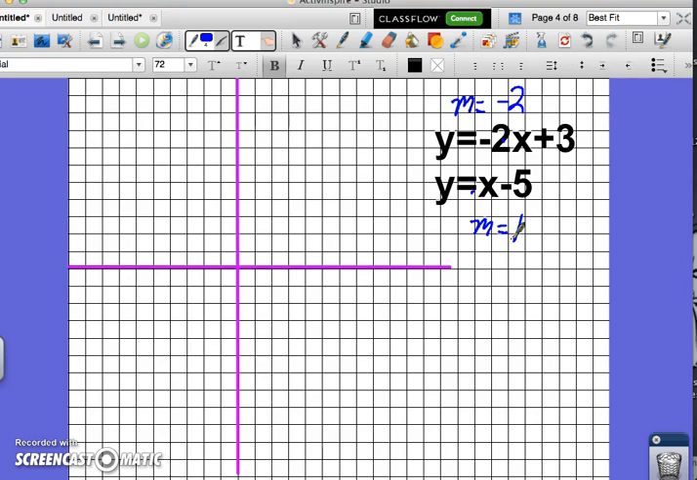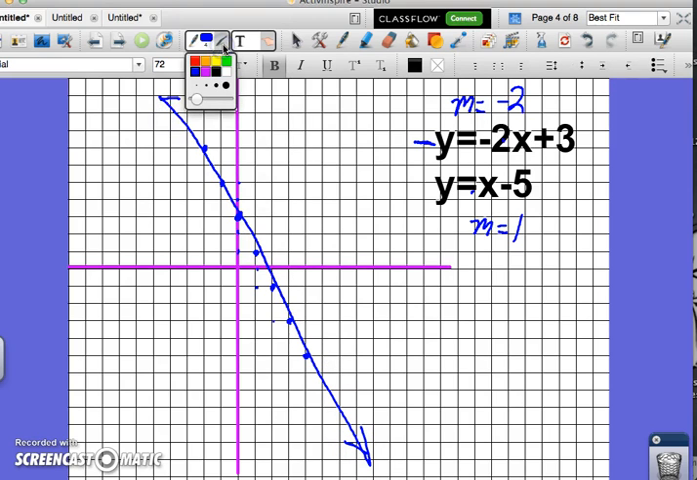So let's go ahead and graph this first one. y equals -2x plus 3. Start at the y-intercept, 3. 1, 2, 3. Now, because our slope is negative, we know that it's going to go down and to the right. So I need to go down 2, to the right 1, down 2, to the right 1, or I could go up 2, to the left 1. I'm just doing this because it makes it a whole lot easier for me to graph this if I have a bunch of points.